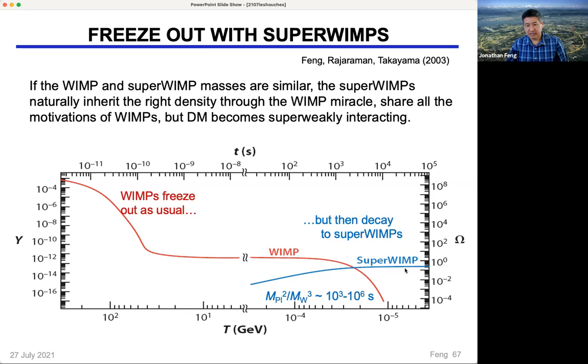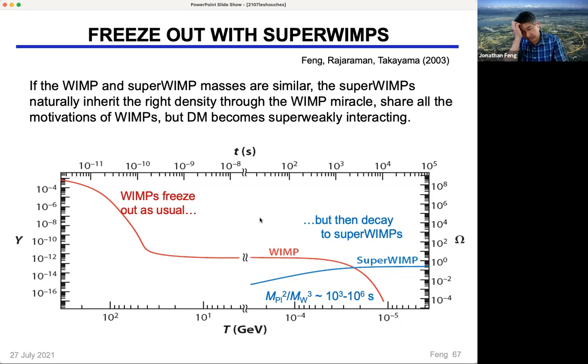And if you arrange things so that the WIMP has the WIMP miracle, and then it decays to a fairly degenerate super WIMP, then the super WIMP gets the right relic density. And so you can end up with a scenario where you have every reason to believe that the dark matter has the right relic density, but it's now in the form of super WIMPs or gravitinos and not neutralinos anymore. And this was a scenario proposed by me with Arvind Rajaraman and Fumihiro Takayama several years ago.